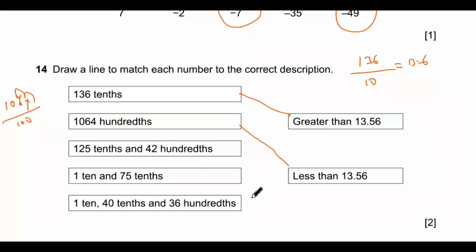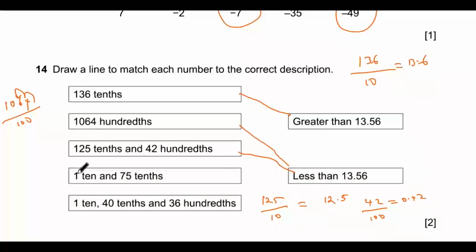Okay, so 125 tenths is 125 divided by 10. So this will be equal to 12.5. Then 42 hundredths will be 42 over 100. So this will give us 0.42. If you add the two together, it will be less than 13.56. We'll map it here.